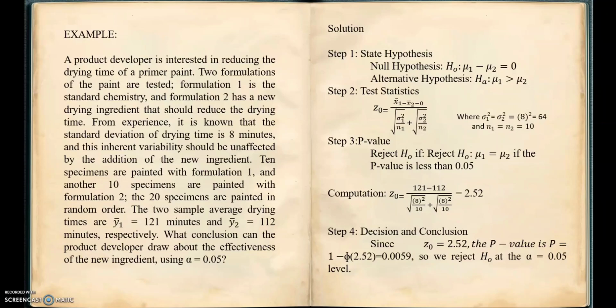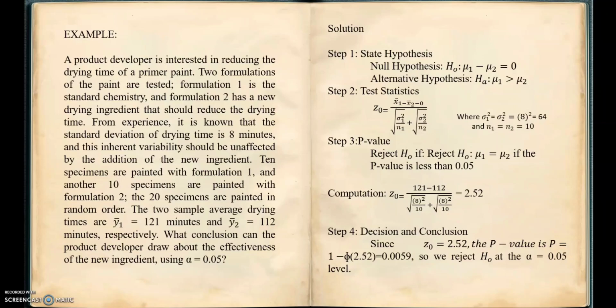Reject the null hypothesis mu sub 1 equals mu sub 2 if the p-value is less than 0.05. So we got the givens from our question, then we just plug them into the formula. In our computation, we have z sub 0 equals 121 minus 112 all over the square root of 8 squared over 10 plus 8 squared over 10. So through calculations, we get 2.52.